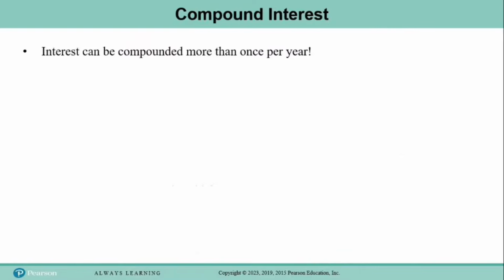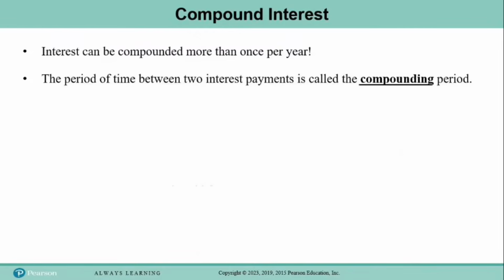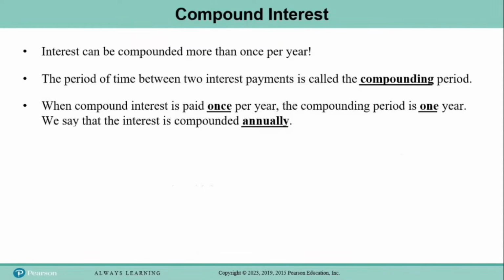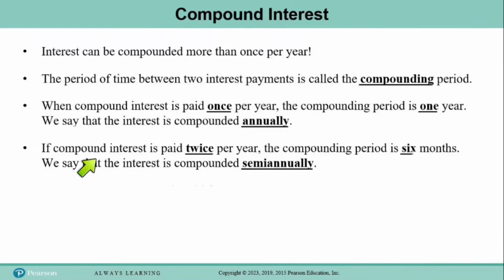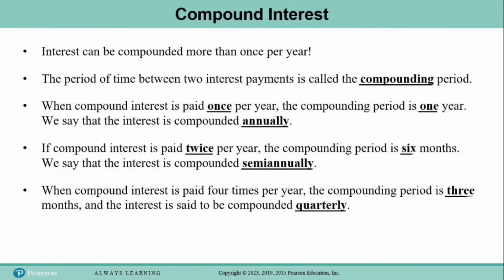But guess what? Interest can be compounded more than once a year. And the period of time between 2 interest payments is called the compounding period. When compound interest is paid once a year, then the compound period is 1 year, and we say that the interest is compounded annually. But if the interest is paid twice a year, then the compounding period is 6 months, and we say that the interest is compounded semi-annually. And when interest is paid 4 times a year, then the compounding period is 3 months, and we say that the interest is compounded quarterly.